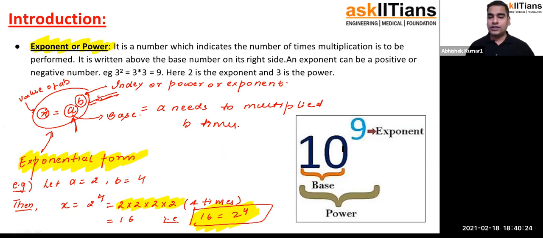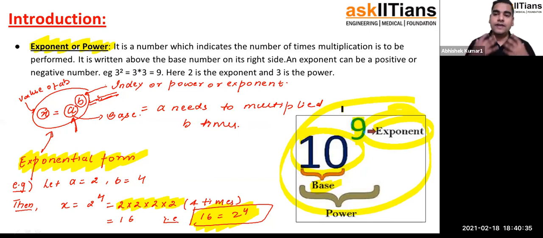And that's exactly what they have written here as well. This 10 that you have here has been called the base. You can see this 9 that you have here is called the exponent. And this complete value that you have here will be referred to as an exponential form. And that's exactly what is written here in this theory part. It is a number which indicates the number of times multiplication is to be performed. It is written above the base number on the right side. An exponent can be positive or a negative number.